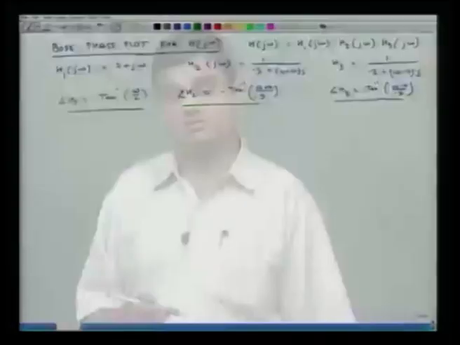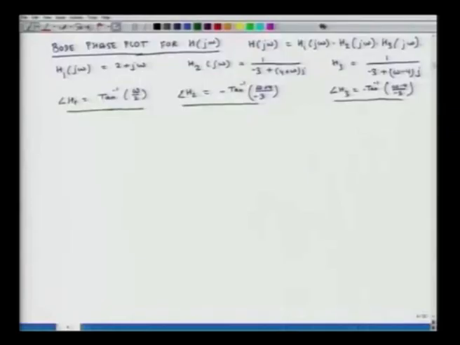Now, we will start constructing Bode phase plots for each of these transfer functions, and then finally, we will just add them up and we will get our final Bode phase plot. So, for H1, when omega goes to 0, phase of H1 goes to 0, when omega goes to infinity, phase of H1 goes to pi over 2. So, my Bode plot is going to look like, for low frequency it is a constant line at 0.